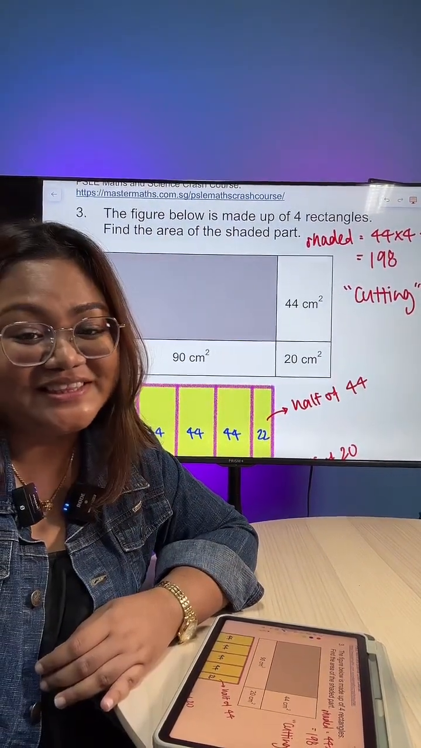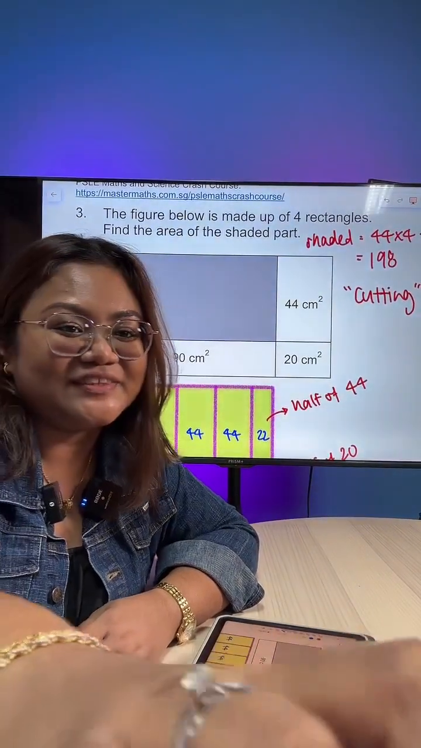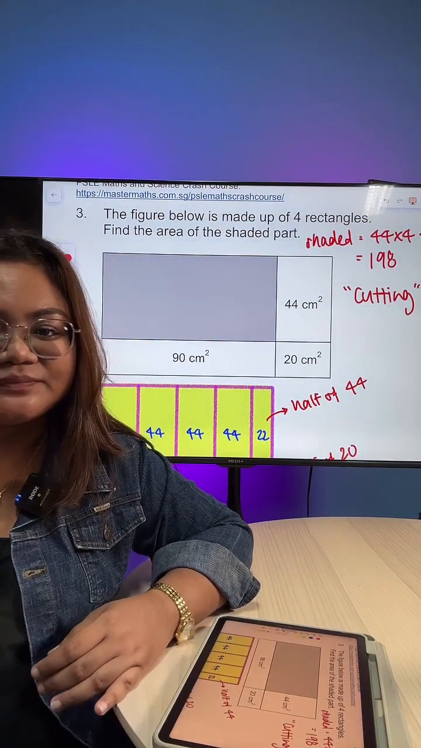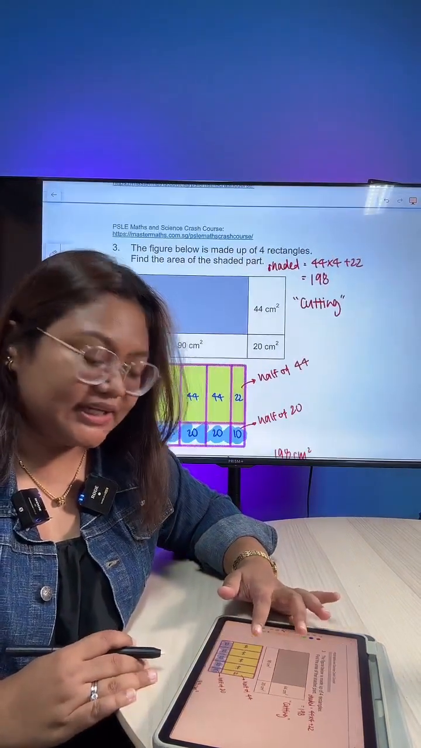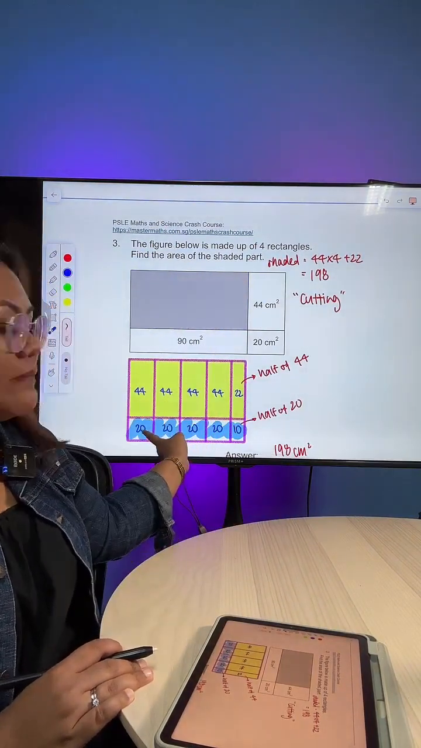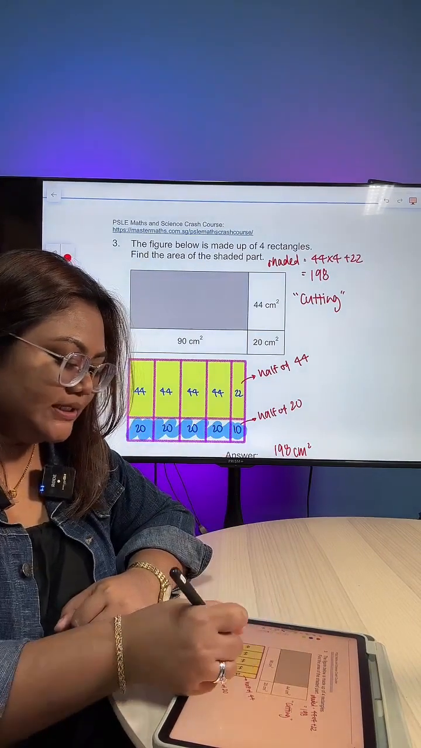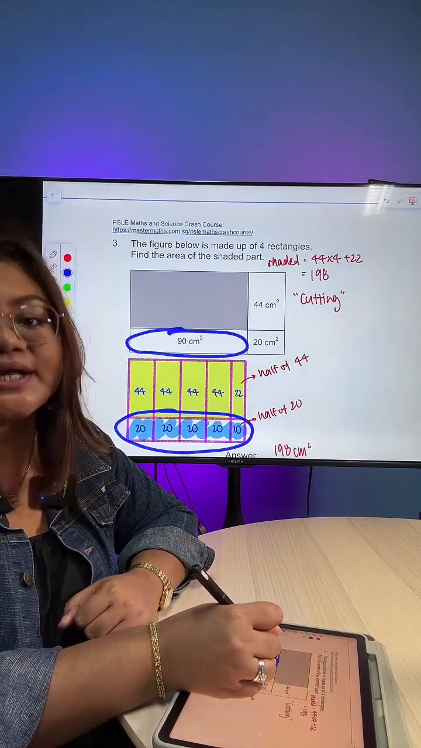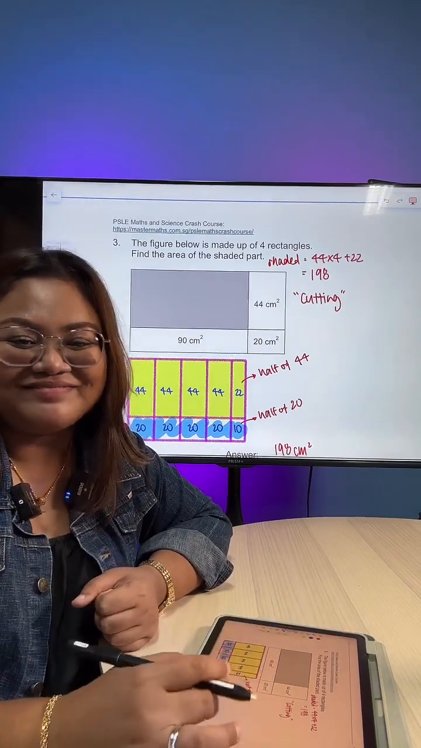If not, I will move on. Okay, let's go on to the next question. Again, how to solve this question? I just cut to give me many parts of what I already have. This portion here is 90, same as this part, 90 cm squared. All right, let's move on.